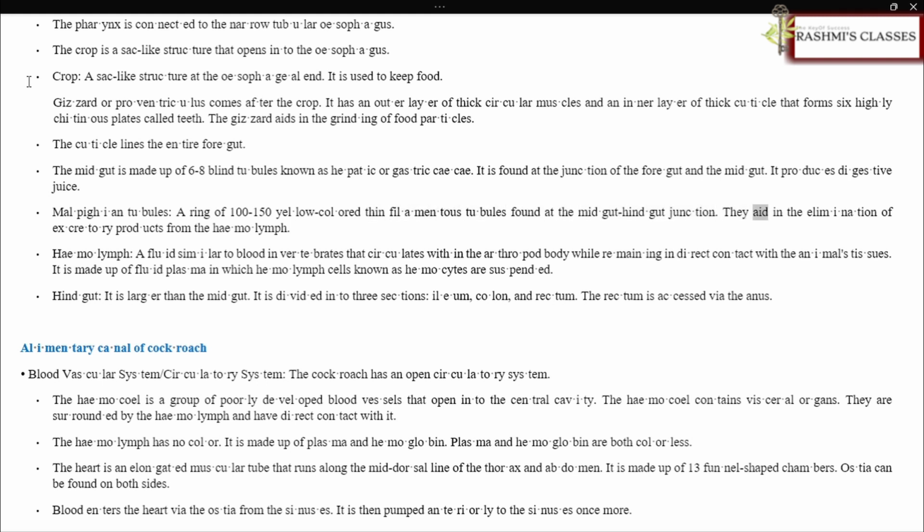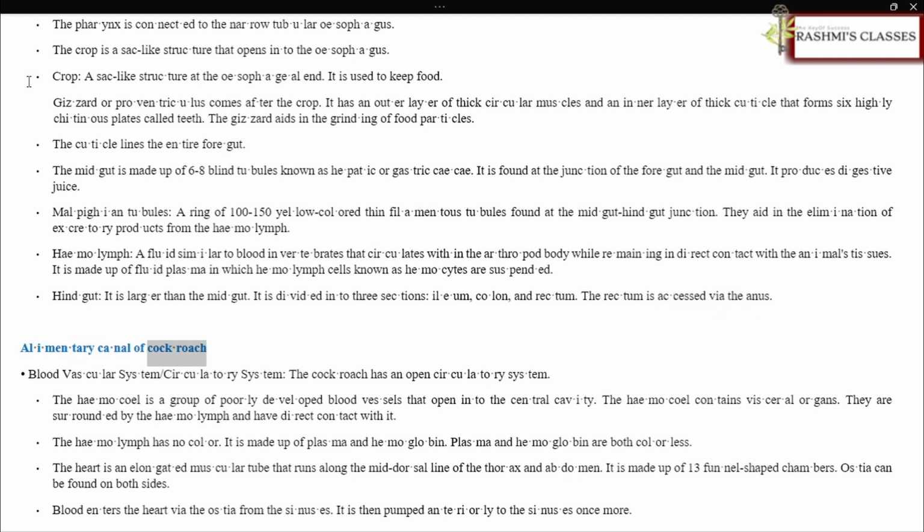Malpighian tubules, a ring of 100 to 150 yellow-colored thin filamentous tubules, are found at the midgut-hindgut junction. They aid in the elimination of excretory products from the hemolymph. Hemolymph, a fluid similar to blood in vertebrates, circulates within the arthropod body while remaining in direct contact with the animal's tissues. It is made up of fluid plasma in which hemolymph cells known as hemocytes are suspended. Hindgut, it is larger than the midgut. It is divided into 3 sections: ileum, colon, and rectum. The rectum is accessed via the anus.